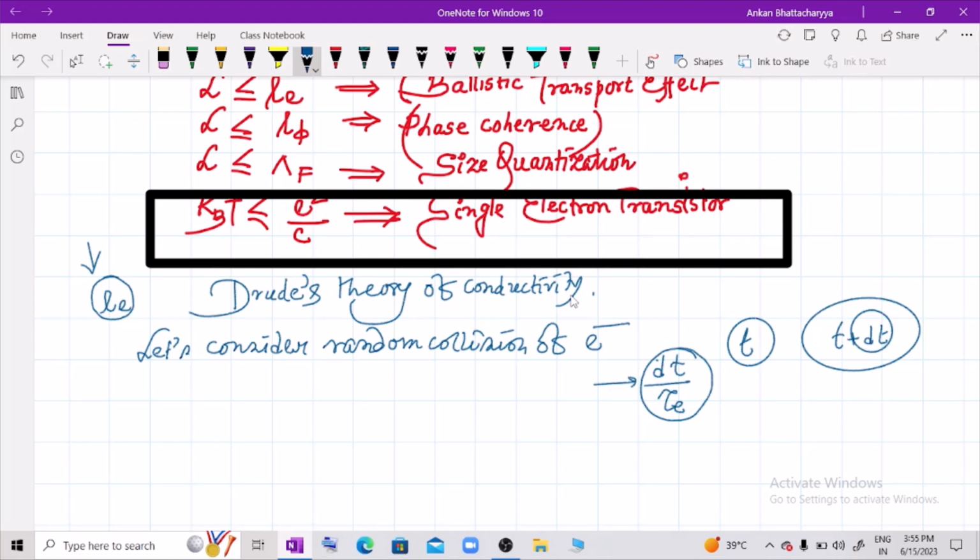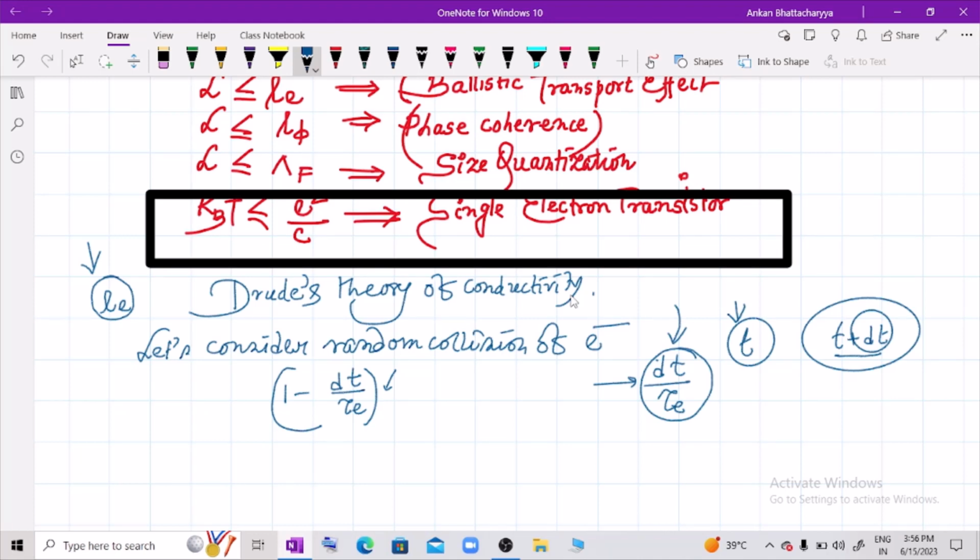So in other words, we can say that the probability that the selected electron at time t will not have any collision before the time t plus dt is 1 minus dt upon tau e, because the total probability of getting a collision or not is equal to 1. So if the probability of a collision within the time interval dt is dt by tau e, then the probability of not getting a collision will be 1 minus this.